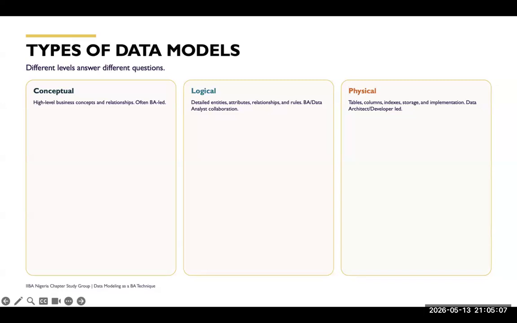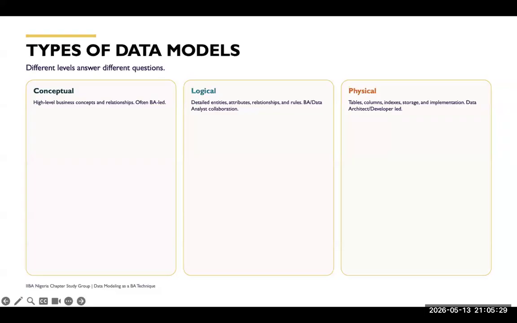So we have these three primary types of data models, starting with the conceptual model, the logical model, and the physical model. The conceptual model is a high-level business concept. It's a high-level view of the data within the business, while a logical model is more detailed. We'll still go into further details, but this is just looking at three of them at a go.